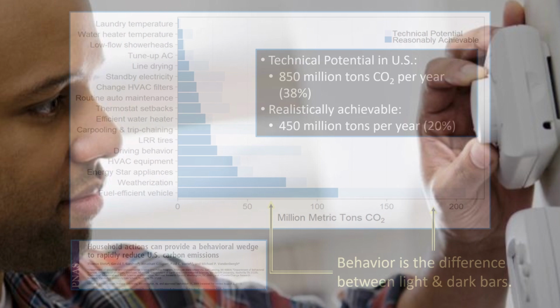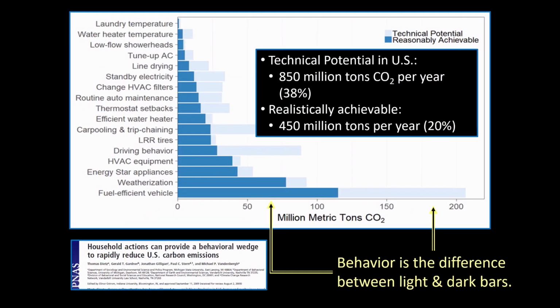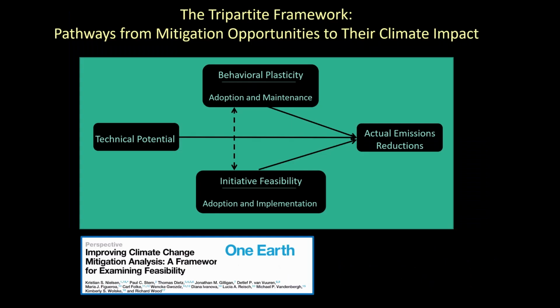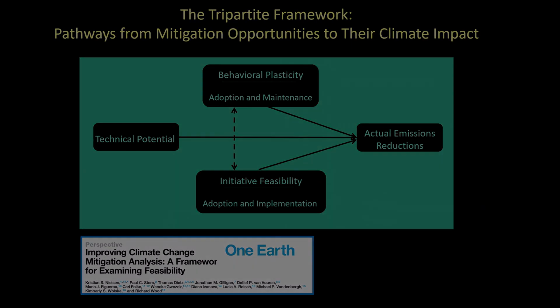In this figure, the light blue bars represent the emissions reduction if everyone took every possible action. The dark blue bars represent psychologically informed estimates of how many people would voluntarily adopt each action if presented with appropriate incentives. We have developed a framework for analyzing sustainability policies that takes individual and collective behavior into account, but few models have incorporated it.